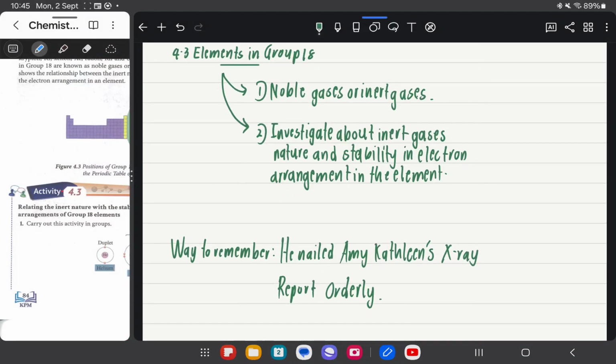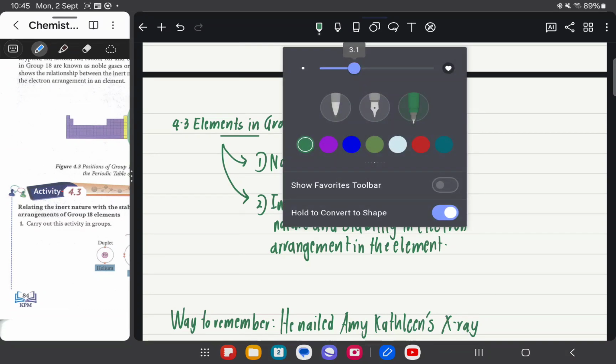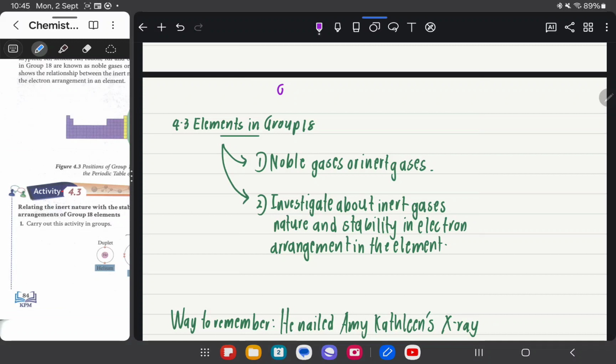So today, elements in group 18. In your SPM chemistry you're going to learn about only a few groups. Although you have 18 groups like what you learned previously, you will learn about group 18, the easiest one, group 1, group 17, which has the most confusing questions, and you're going to learn about period 3. You're going to learn only these 4 things at SPM level.